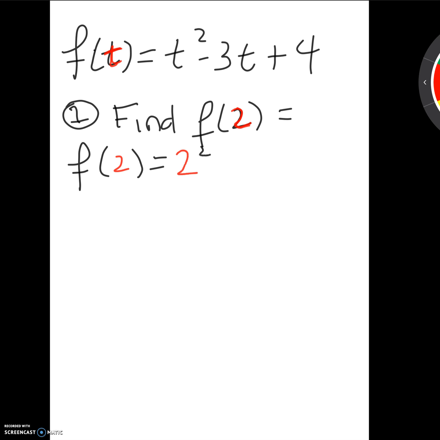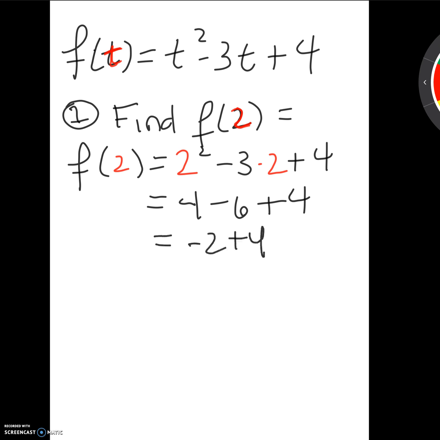F of 2 is equal to 2 squared minus 3 times 2 plus 4. And that is the same thing as saying 4 minus 6 plus 4. And that is the same thing as saying negative 2 plus 4, which is equal to 2. So f of 2 is 2. What that means is if we were to graph this function, when x is 2, y is 2 as well, this is an ordered pair that's on the function.